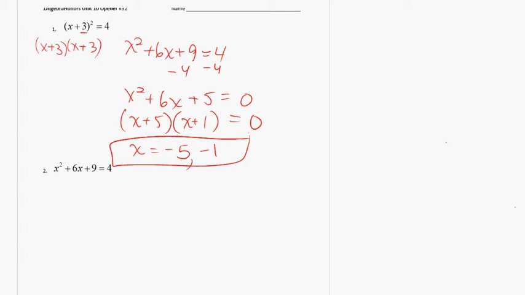I skipped a few steps, right, in terms of factoring the 5 times 1, in terms of setting x plus 5 equal to 0 and x plus 1 equal to 0. So if you don't see that, sort that out. See if you can get here. Okay, now that's absolutely what I would not do.